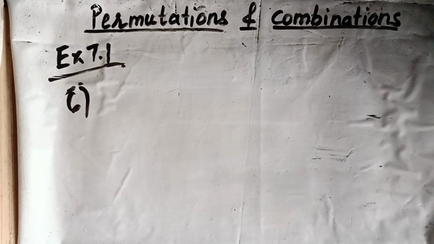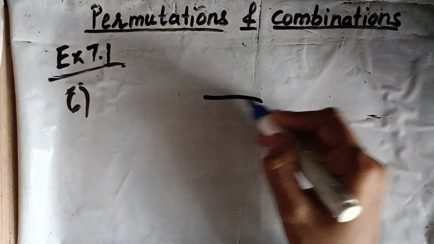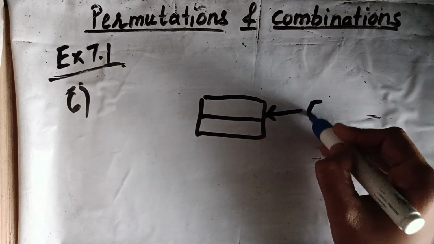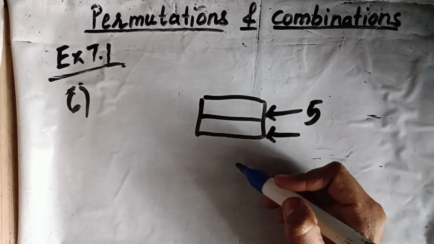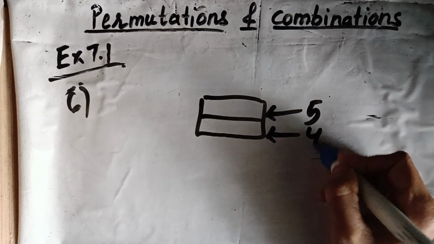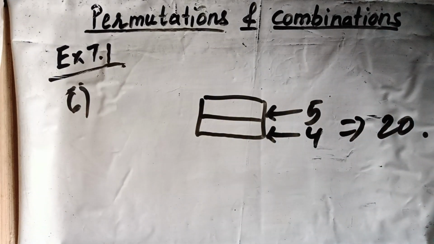Question 6. Given 5 flags of different colors, how many different signals can be generated if each signal requires the use of 2 flags, one below the other? Different colors. Okay, so 5 into 4, 20. We have 5 choices and it should be of different colors. So this is 5 into 4, 20.